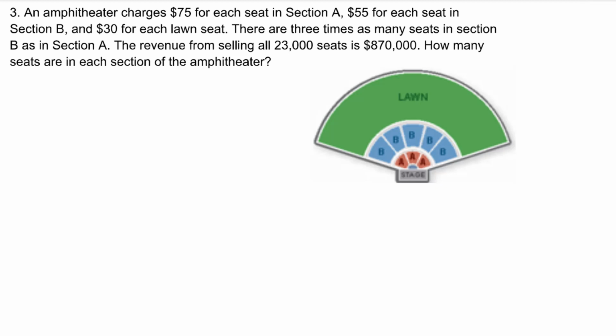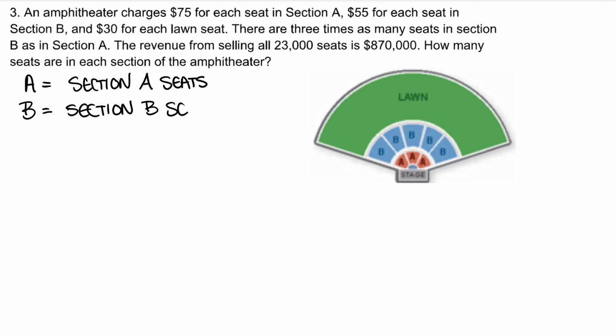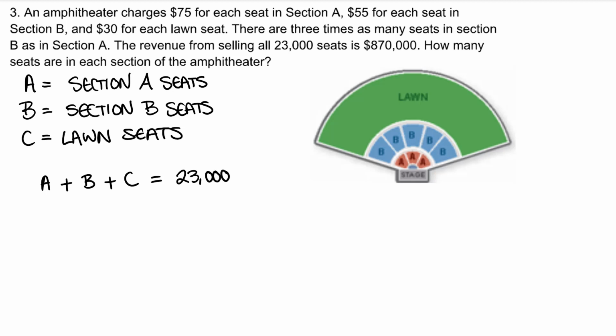I'm going to use the variables A, B, and C to represent section A, section B, and the lawn section. And then write as many relationships that this word problem tells me. First, I'm going to write an equation representing the total number of seats. The seats in section A, section B, and section C add up to a total of 23,000 seats.